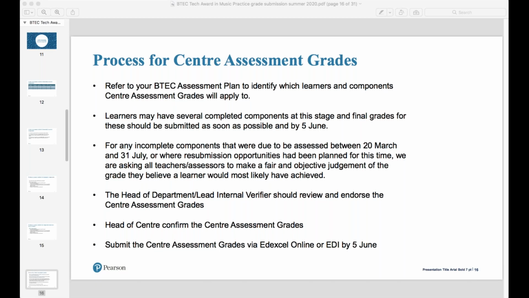So the process for centre assessment grades is proposed to apply to all learners, so year 10 and 11. So it's for any components that were due to be completed within that window of the 20th of March to the 31st of July.